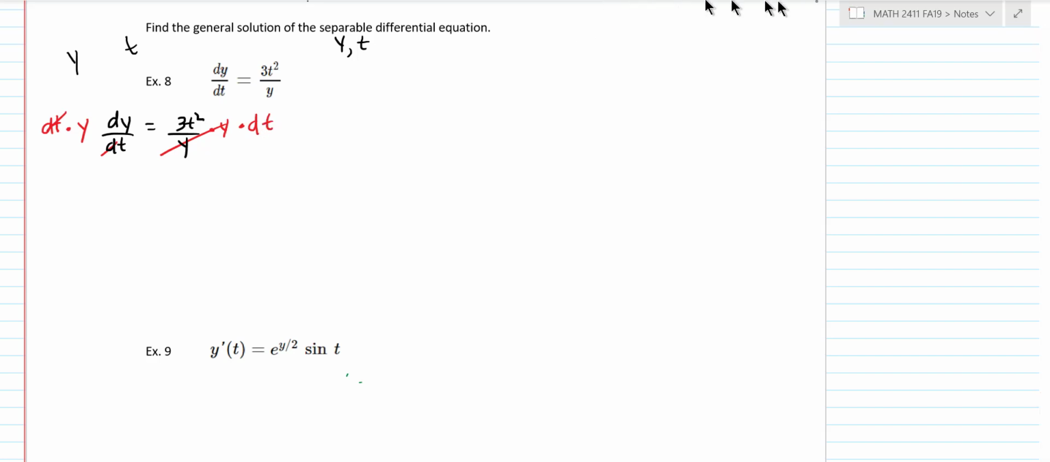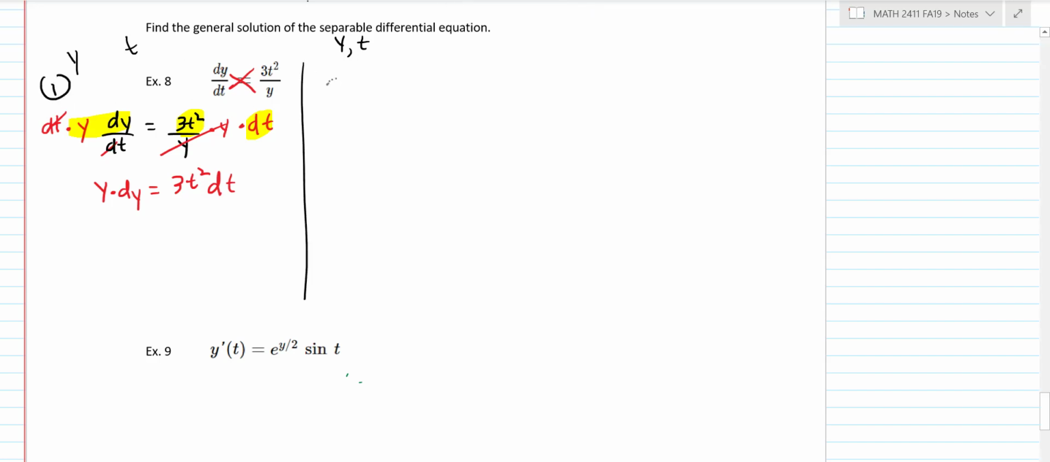Okay, so what would happen is you would be left with the y's together and the t's together. So it's just as easy on this thing to just cross multiply. So you have y times dy, and then you got 3t to the second times dt like that. So if it's a separable differential equation, you want to get it written in that form like that then. Okay, so that's step one, is to separate the variables.